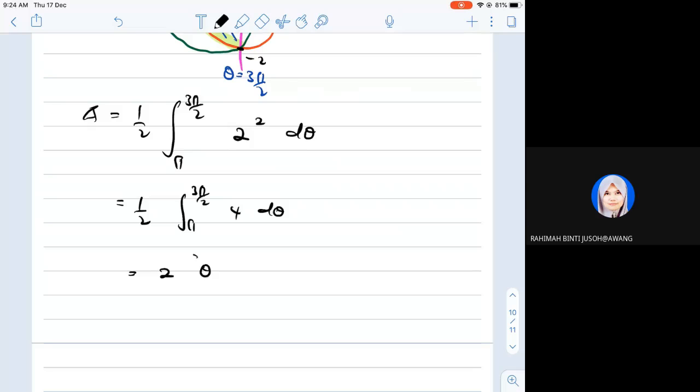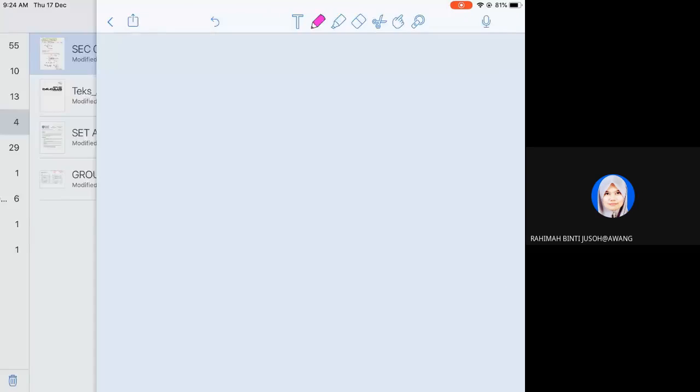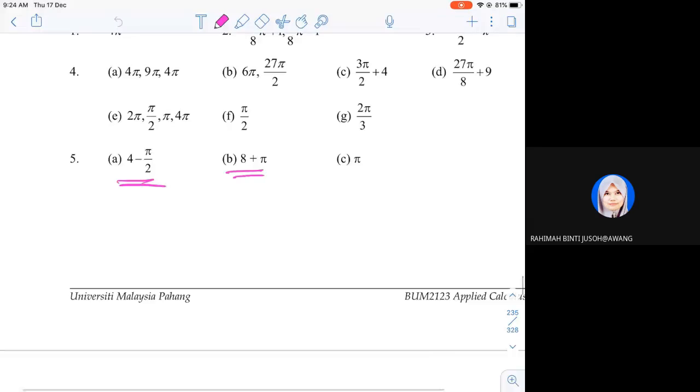So theta, substitute 3 pi over 2 minus pi. Three pi over 2 minus pi should be pi over 2, right? So it becomes pi. Okay, what's the answer? 2 times pi? That's it. The answer equals 2 pi.